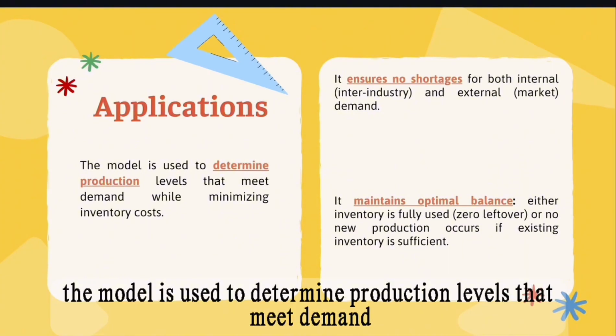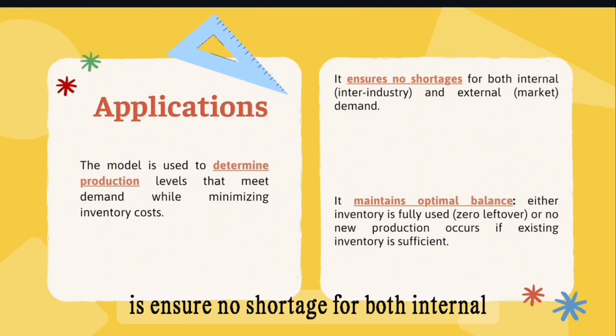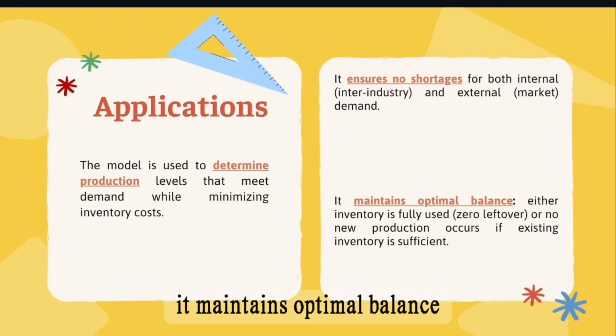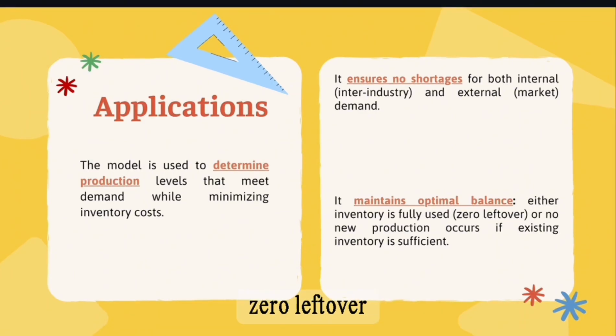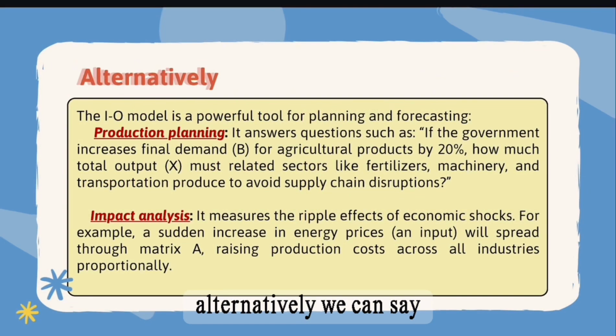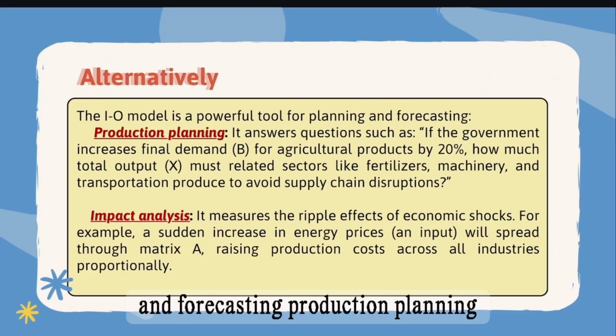Next, applications. The model is used to determine production levels that meet demand while minimizing inventory costs. It ensures no shortage for both inter-industry and external market demand. It maintains optimal balance. Either inventory is fully used, zero leftover, or no new production occurs if existing inventory is sufficient. Alternatively, we can say the input-output model is a powerful tool for planning and forecasting.